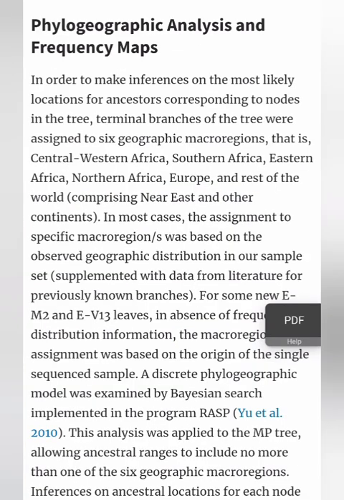So basically, they go into their map and they talk about ancestors and correspondence, and the fact that they use six geographies, which are Western Africa, Southern Africa, Eastern Africa, Northern Africa, Europe, and the rest of the world to compare this DNA. And so, they see some things.